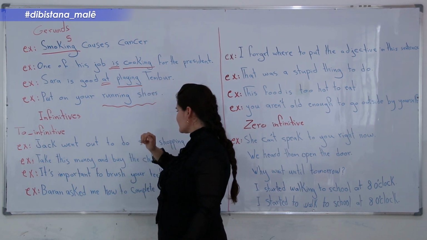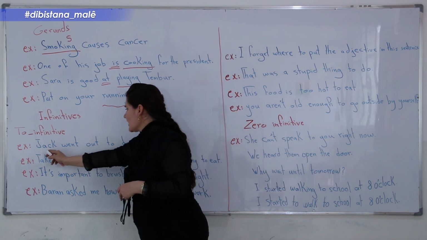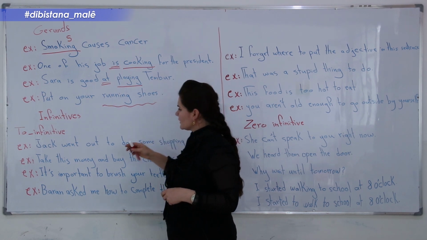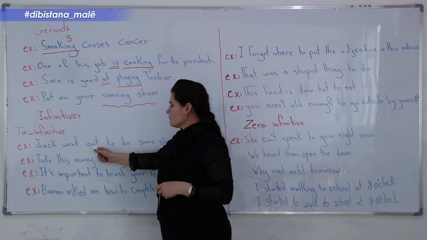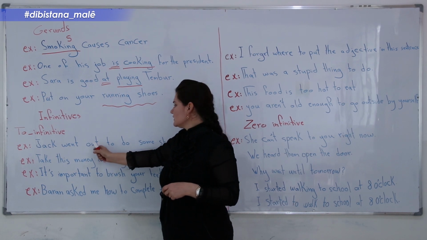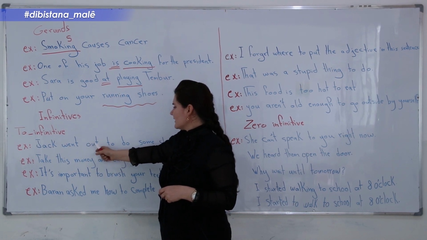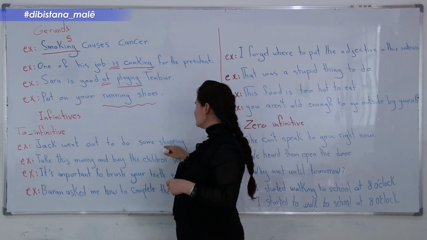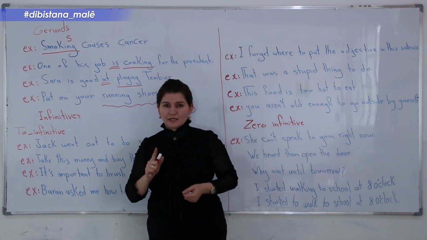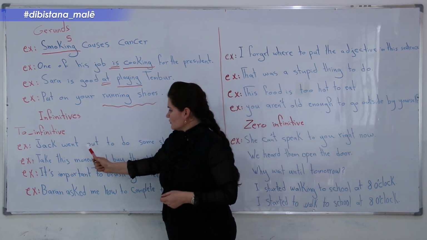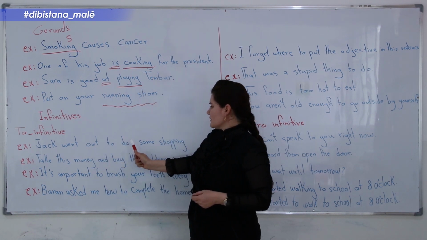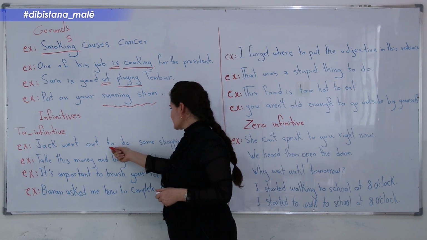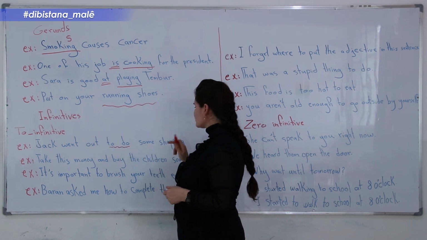So what's the purpose of this action or the aim of this action? Jack went out to do some shopping. So Jack went out for some purpose, or he has an aim for going out, which is to do some shopping. So the first use is to give us the purpose of an action, as I told you. So the purpose is here, to do some shopping.